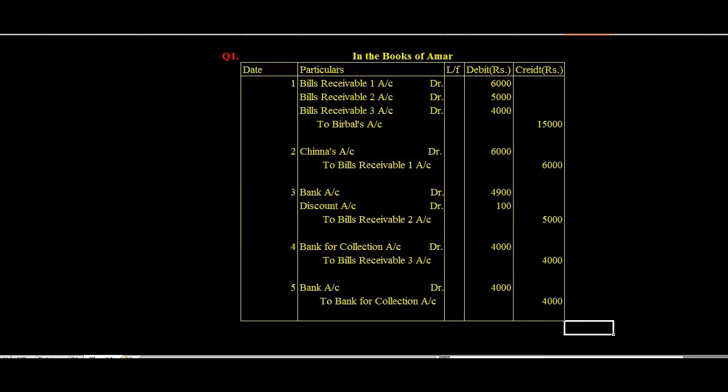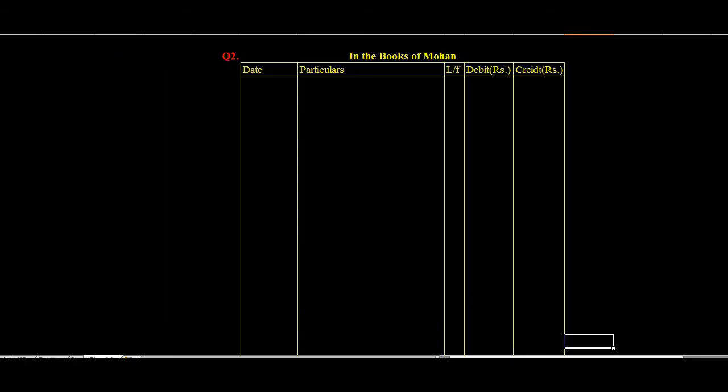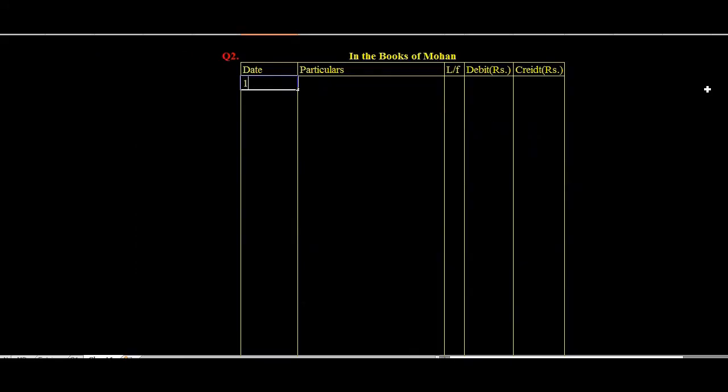Now what we do is, let's create a journal in the books of Mohan, because Mohan is the drawer, and you people need to remember that in this question Suresh is the drawee. Mohan is the drawer and Suresh is the drawee. Alright, so let's start. It says on 1st Jan 2020. So let's write here 1/1/20. There are 3 bills which are coming in. So it is bills receivable 1 account which will be debited.